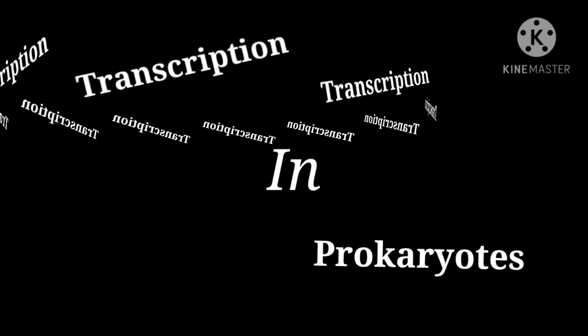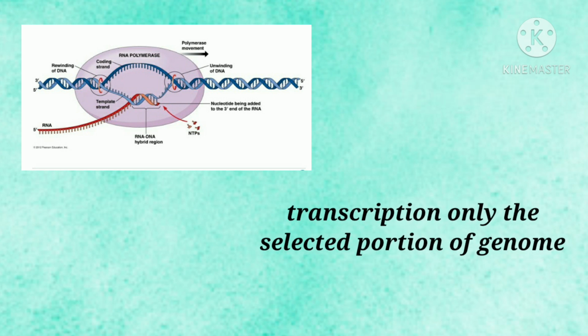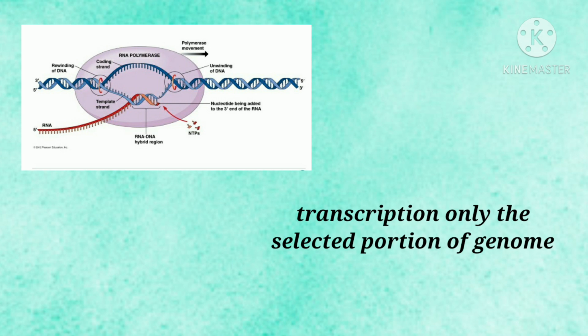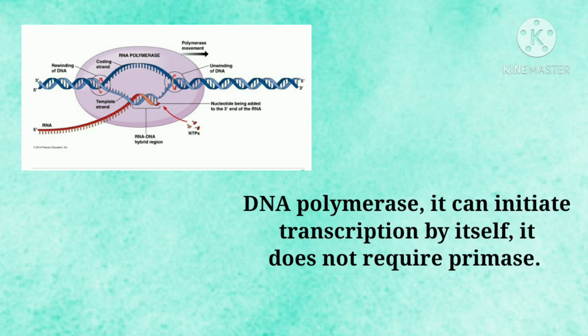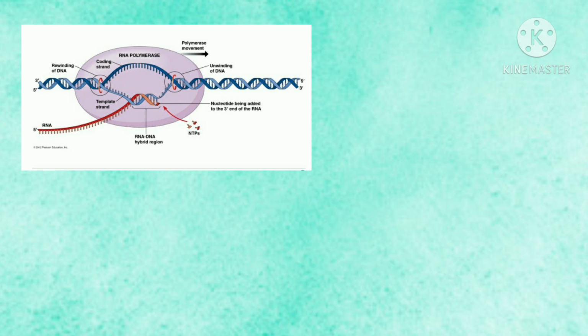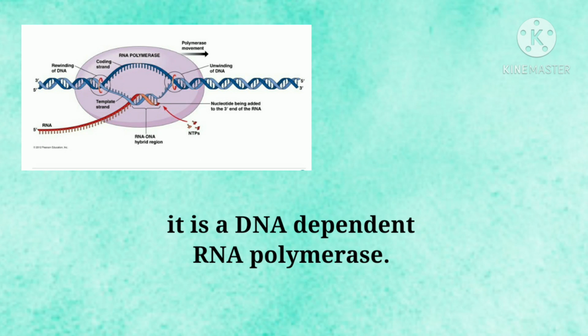Transcription in prokaryotes. The process of synthesis of RNA by copying the template strand of DNA. During replication, the entire genome is copied, but in transcription only a selected portion of the genome is copied. The enzyme involved in transcription is RNA polymerase. Unlike DNA polymerase, it can initiate transcription by itself. It does not require primase. More exactly, it is a DNA-dependent RNA polymerase.